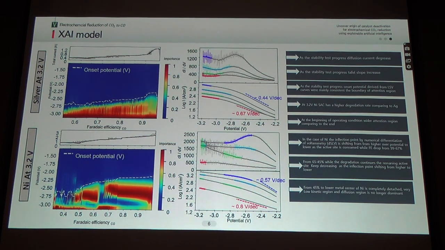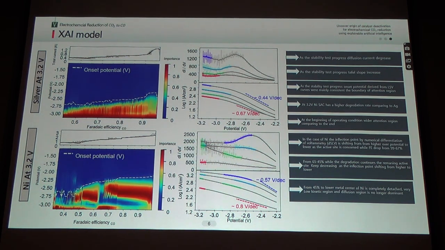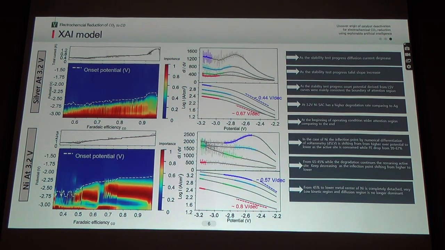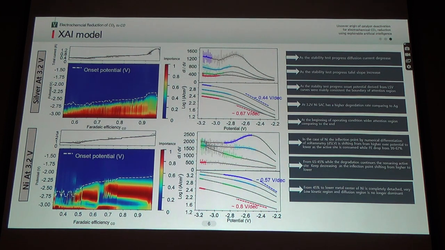As you can see, the x-axis represents the Faraday efficiency of the CO, and the y-axis is the LSV curve. With the GradCam we can clearly say how the performance is dropping throughout the long-term stability. For example, in the case of the silver, we have the bicarbonate generation. When the bicarbonate sticks to the silver nanoparticles, the performance drops. So each cycle, in order to run the reaction, it requires higher overpotential.